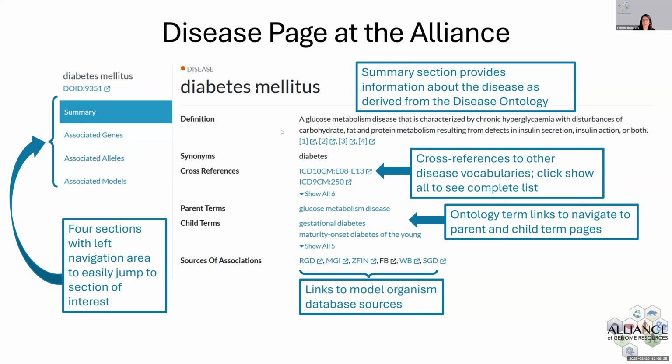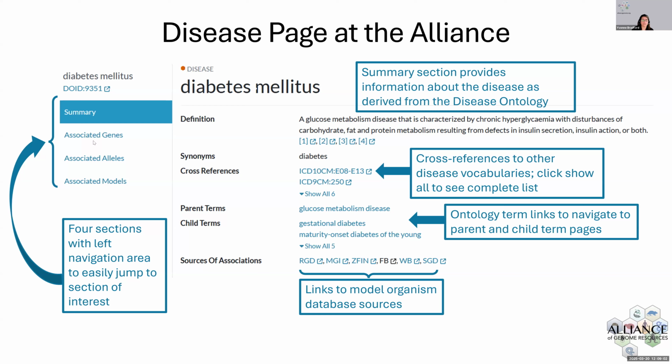The summary section provides information about the disease as derived from the disease ontology. So there's a definition, synonyms, and cross-references to other disease vocabularies. If you click the show all, you get to see the complete list of cross-references. The parent and child terms are listed and are also links to those particular pages. Again, show all, you can see all the child terms for, in this case, diabetes mellitus. Sources of annotations provides links to the model organism database sources.